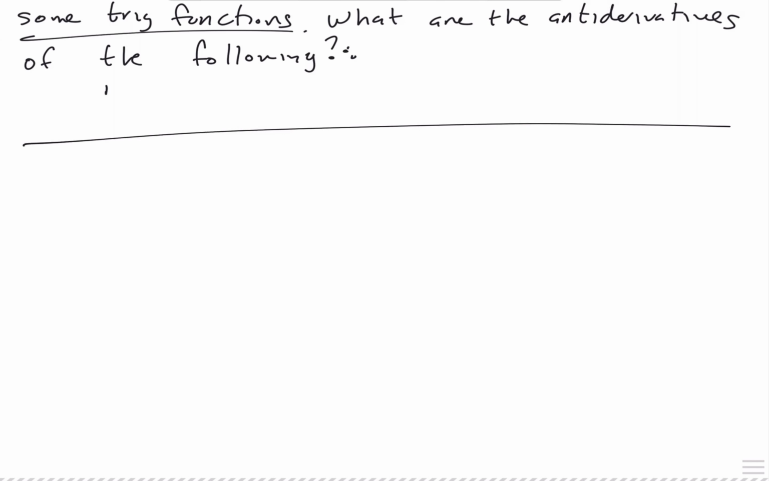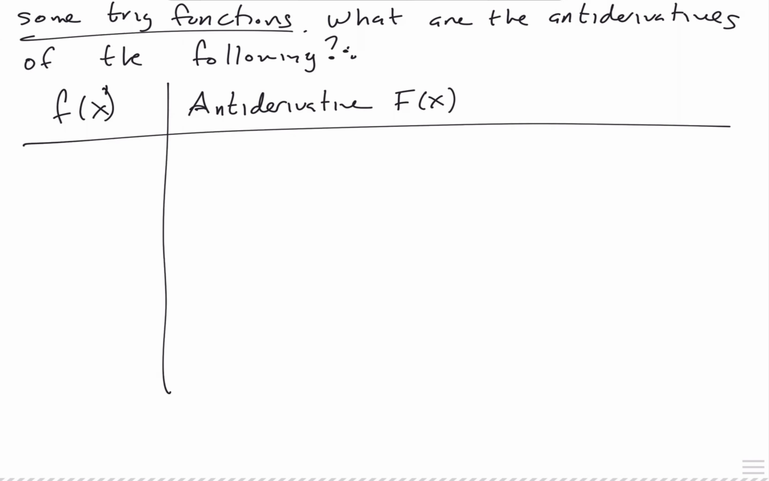I might as well make a table. Okay, so f of x, and then the antiderivative, which we typically call capital F of x. Let's start off with our old pal, sine of x. What's the antiderivative of sine of x? Minus cosine x, right? Notice it's backwards. Why? Because the derivative of cosine is minus sine, so you need the extra negative to make it positive.